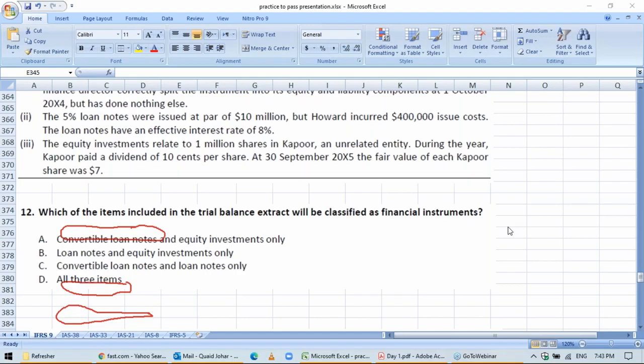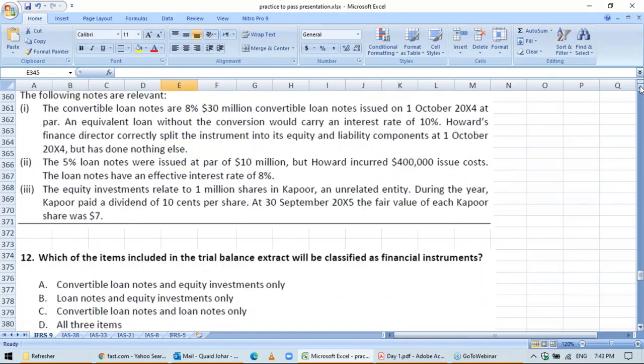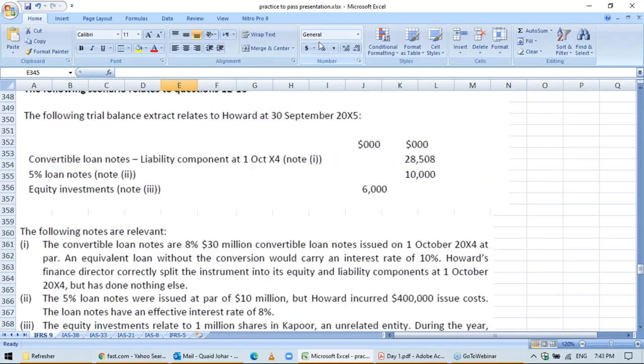Okay, which of the items included in the trial balance extract will be classified as financial instrument? Which of these are financial instruments in the trial balance? Convertible loan note will be a financial asset for the buyer, and for the issuer it will be an equity instrument and financial liability. So it is a contract which gives rise to a financial asset for one party and liability, equity and liability for another party. Loan note will be a financial asset for the creditor, and for the other party it will be a financial liability. So this also is a financial instrument. And equity investment will be a financial asset for one party and equity instrument for another party.